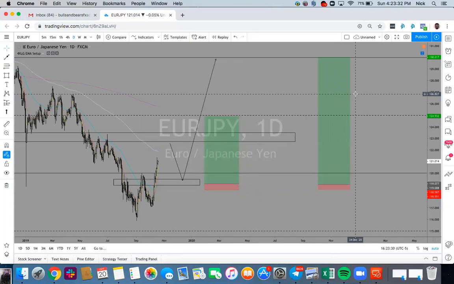But yeah, these are the 2 setups that I'm pretty much looking at this week. They're pretty clear, pretty easy. These pairs are trending, and they're not ranging or consolidating, so that makes trading them a lot easier. So that pretty much wraps it up for this week. If you guys have any questions, please let me know.